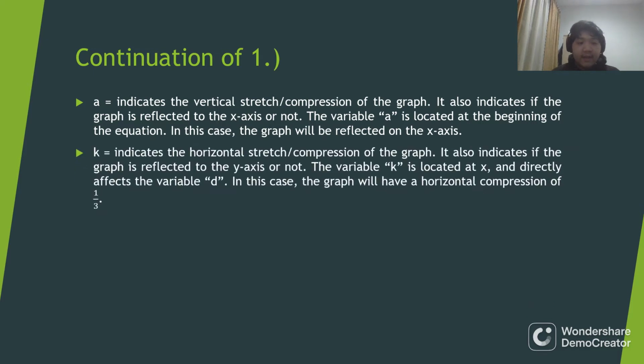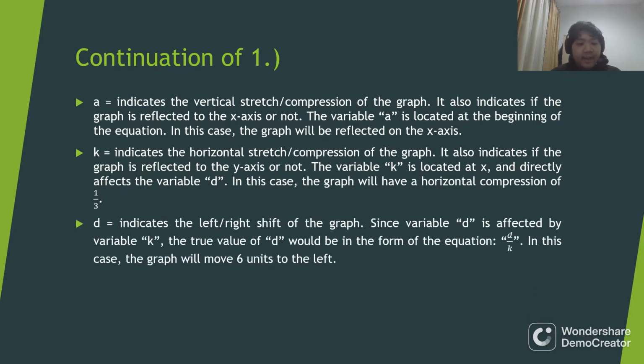As for k, it indicates the horizontal stretch or compression of the graph. It also indicates if the graph is reflected on the y-axis or not. The variable k is located at x. Basically, it multiplies x by a certain number, and it directly affects the variable d. In this case, the graph will have a horizontal compression of 1/3.